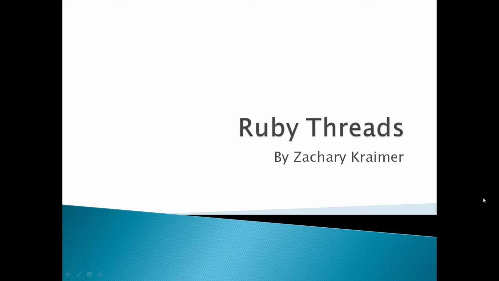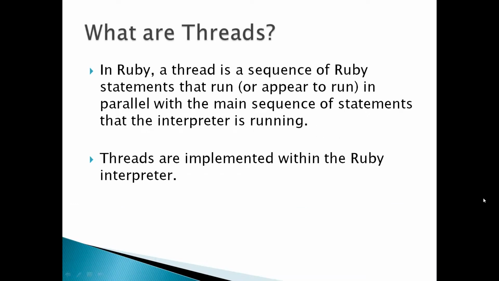From my research with threads, I found that writing threaded code in Ruby is not as hard as it sounds or seems at first. The most important part of using threads in Ruby is understanding when to use them. A thread is a sequence of Ruby statements that run or appear to run in parallel with the main sequence of statements that the interpreter is running.